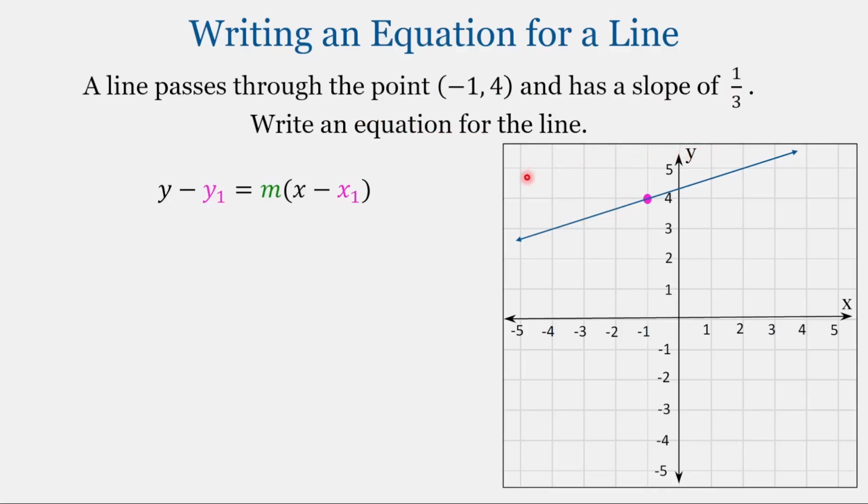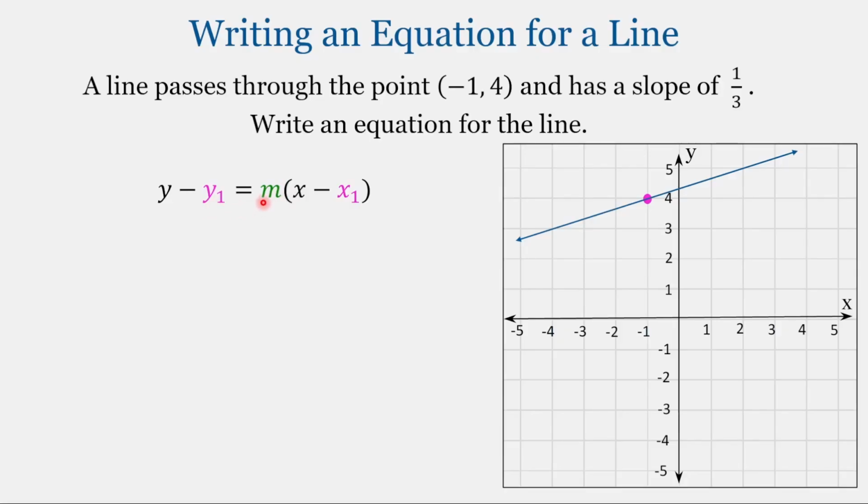I went ahead and graphed the line, although this is not required to solve this problem. What we have is a point at (-1, 4), and that point is on the line. And then the line has a slope of 1/3. So we're going to rise 1 and run to the right 3. So this is the line for which we're going to write an equation. And we're going to look at two methods to write this equation.